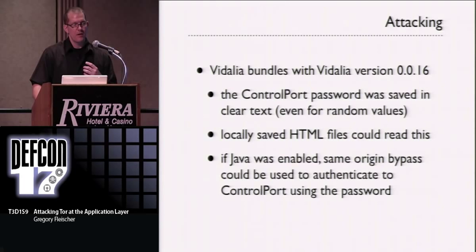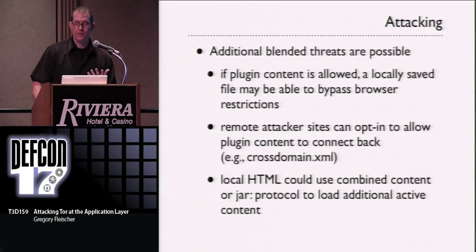So now if we had Java enabled, we talked a little bit before about this being kind of in the bad old days. If we had Java enabled and we just happened to have a same origin bypass, we could then construct a request, open a socket, and directly connect to the Tor control port and send the password through. This could all be done fairly transparently to the user, simply by them opening a file that came up and said, do you want to open or save this?